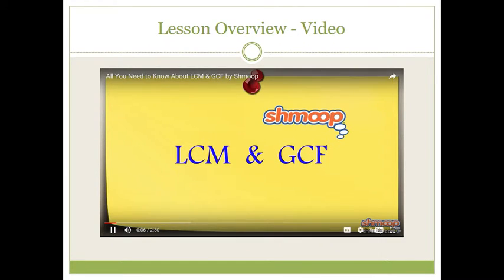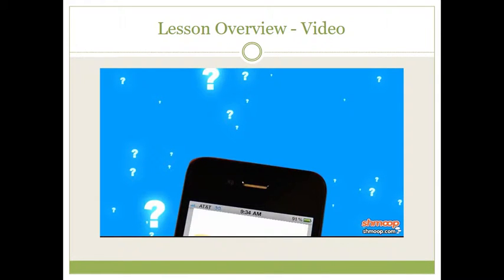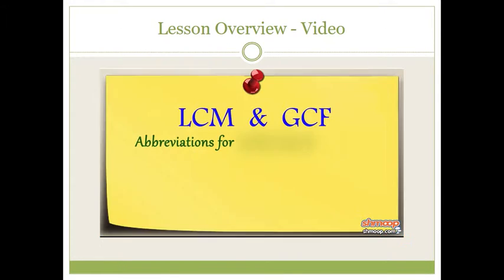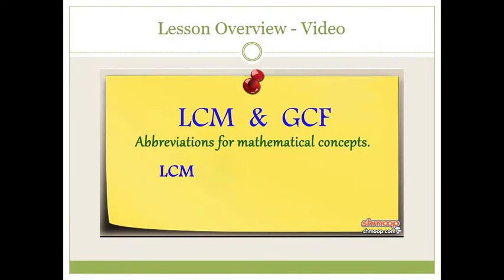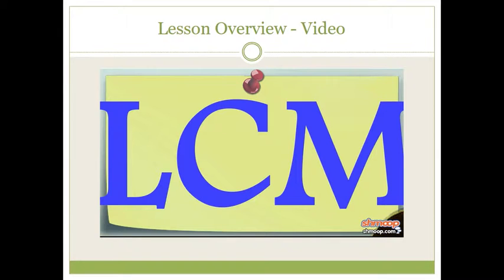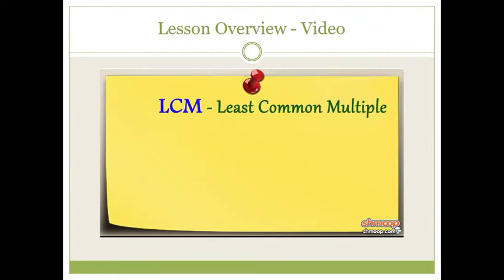Just what are these mysterious acronyms? Top secret government organizations? A new form of text speak? Or perhaps some misplaced Scrabble tiles? Actually, they're abbreviations for mathematical concepts. Well, LCM is an acronym for least common multiple. Let's take a look at that one first. Ooh, not so close. Let's back it up a bit, boys. Beep, beep, beep. There we go.